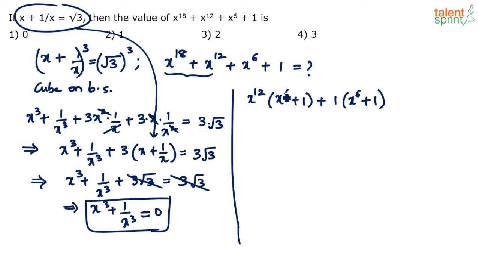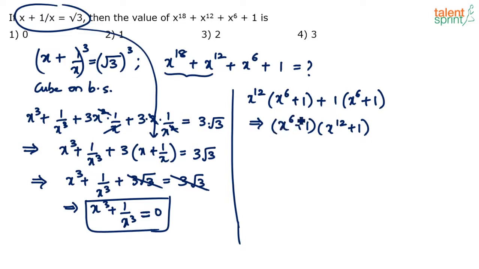So x power 12 into x power 6 is x power 18. X power 12 into 1 is x power 12 anyway. So x power 18 plus x power 12 plus x power 6 plus 1. Now what do you do next? Take x power 6 plus 1 common. So x power 6 plus 1 into x power 12 plus 1, right? X power 12 plus 1. Again, what next? See, simple.